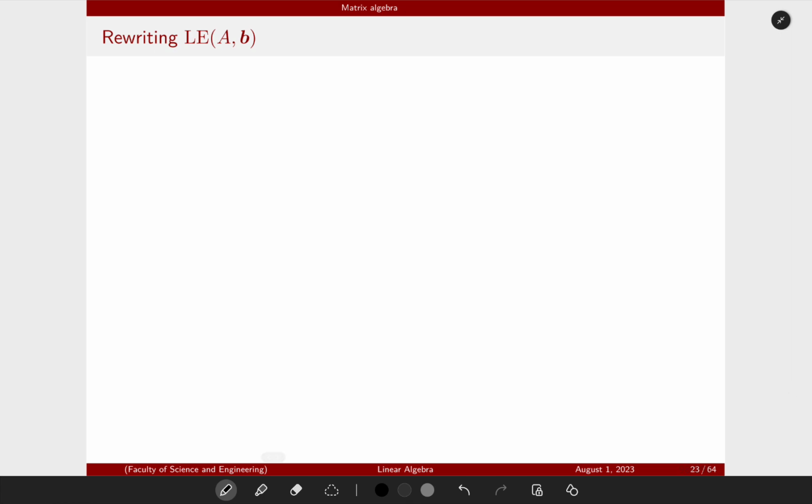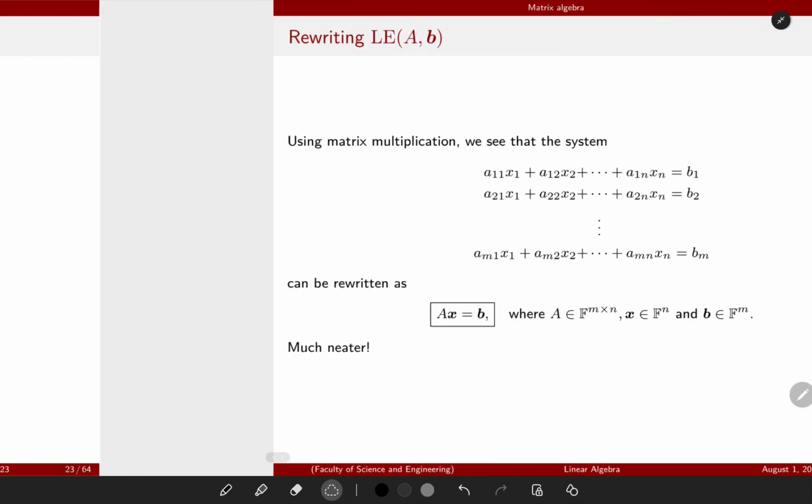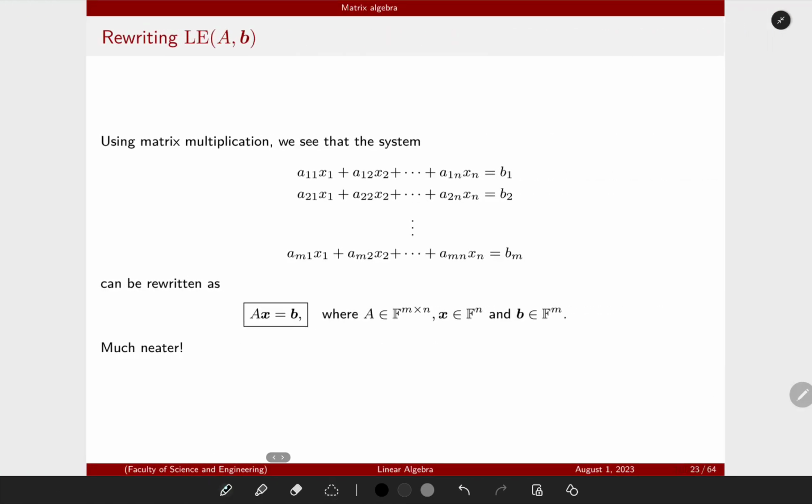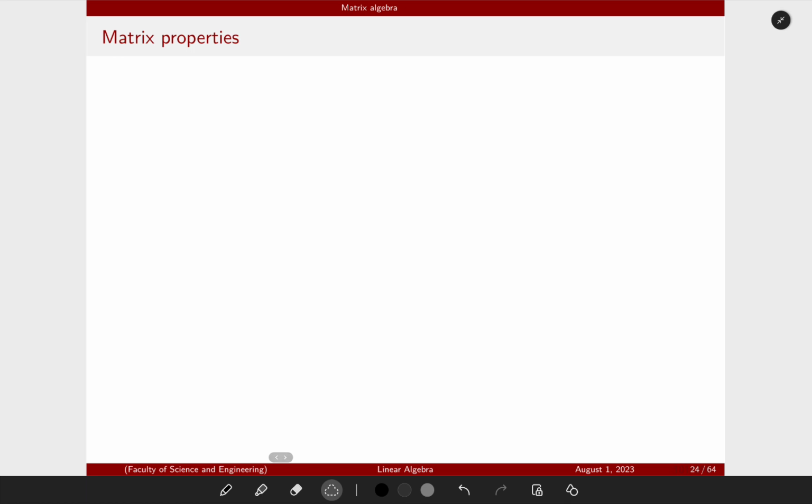So now we return to the aim that we initially had, which was to rewrite our linear system in a compact way. We see that this complicated system, which we try to get away from by writing this, we can rewrite as AX equals B. If you work out the product of A and X, you will find these equations that you see here. And of course, B is just on this side. This is a very neat way of writing a linear system. With that, we can get on to some properties of matrices.